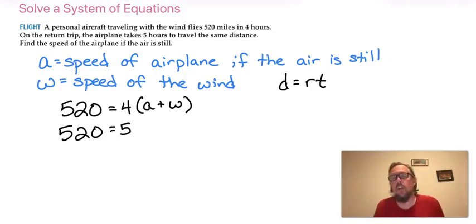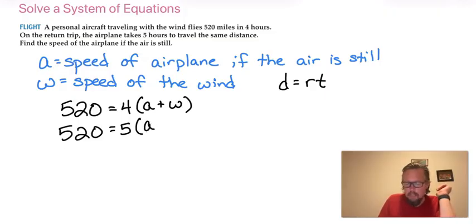And the reason it's taking longer is because although we assume the speed of the plane is staying the same, now it's going into the wind. So the wind is actually pushing the plane back, making the plane go slower. And again, we're making an assumption, which is that the wind speed hasn't changed. We're assuming the wind is blowing at the same speed both times the plane is flying.